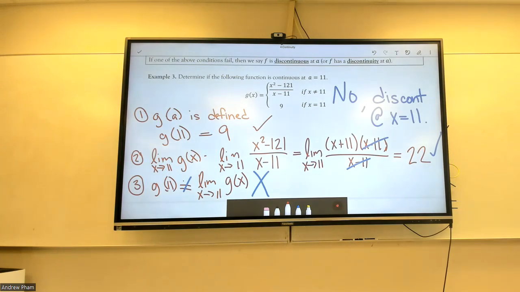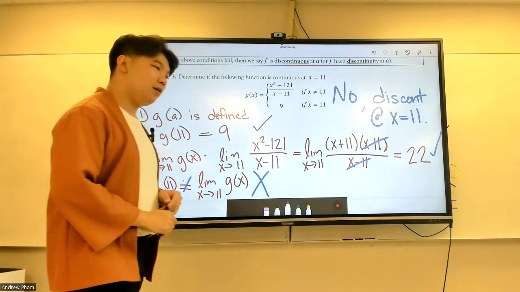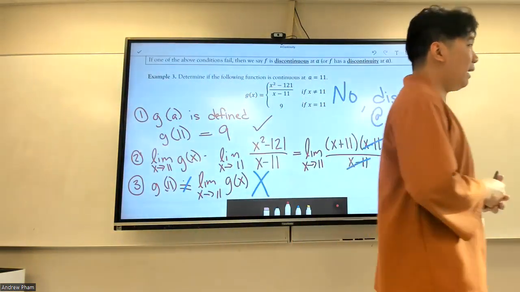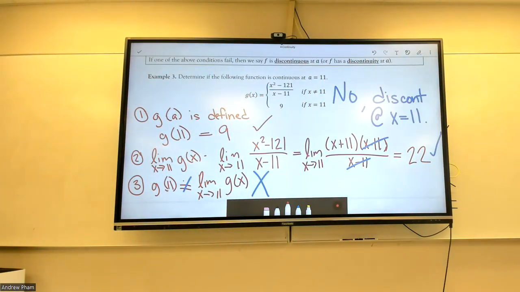Any questions about what I did for this example 3? We just went down the list and checked each one individually. So this was really nice looking at this function because it was saying we had one thing if x is not 11, and one thing if x is equal to 11.